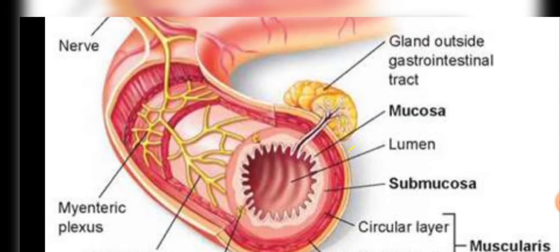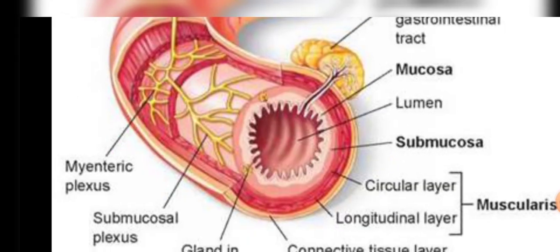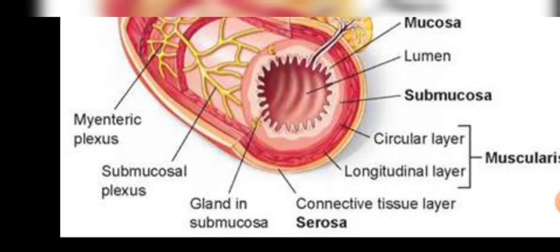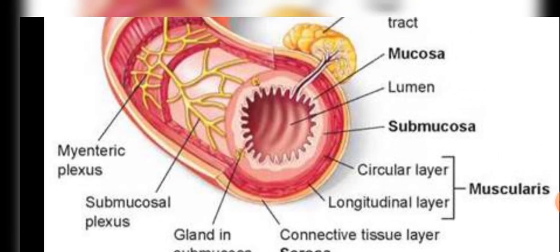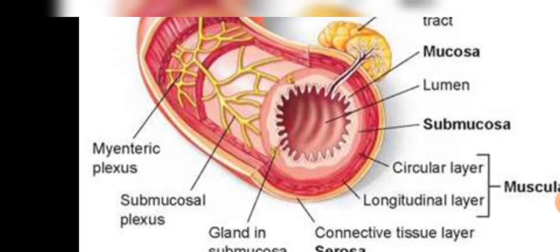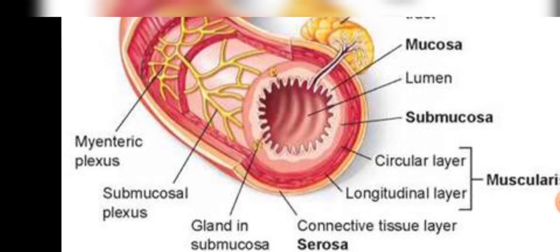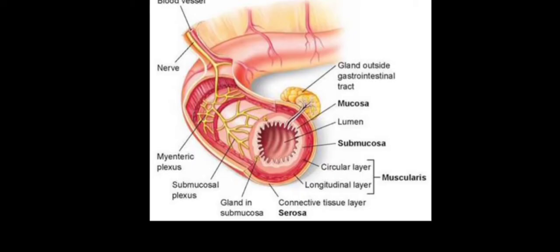So in this module, we have studied that the histology of the human alimentary canal comprises four layers. The outermost layer is called the serosa, which is followed by the muscularis comprising circular and longitudinal layers. Following this is the submucosa, and inner to the submucosa is the mucosa, which lines the lumen through which the food passes.